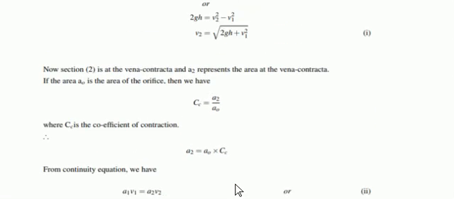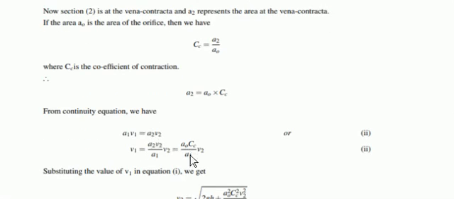V2 is equal to root of 2gh plus V1 squared, and we substitute the V1 value from the earlier equation, so it becomes A0 square CC square V2 square by A1 square. So V2 is equal to root of 2gh plus A0 square CC square V2 square divided by A1 square. Then V2 is equal to root of 2gh divided by root of 1 minus (A0 by A1) whole square into CC square.